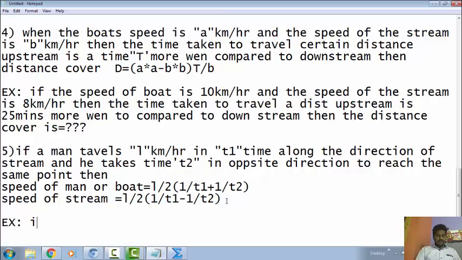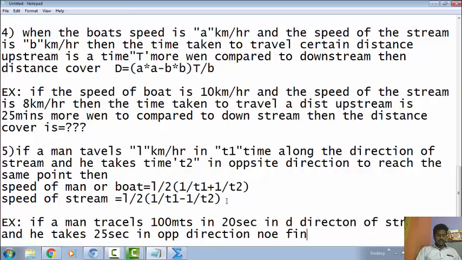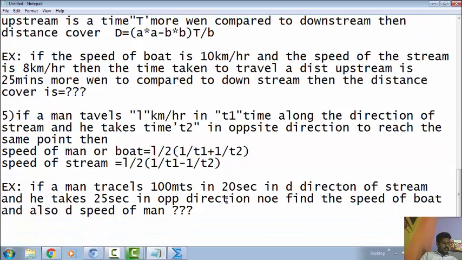Yeah, now same. If a man travels 100 meters in 20 seconds in the direction of stream and he takes 25 seconds in the opposite direction, now find the speed of boat and also the speed of man. 15 seconds for each of the things. For A 15 seconds and for B I am giving you 15 seconds.